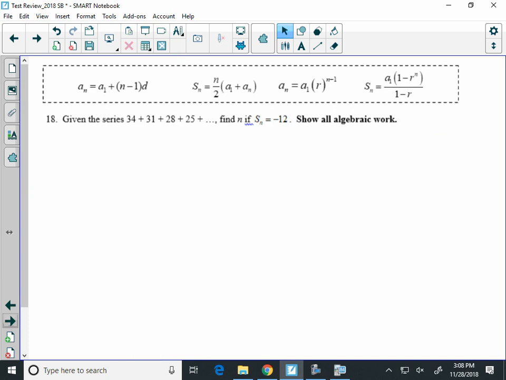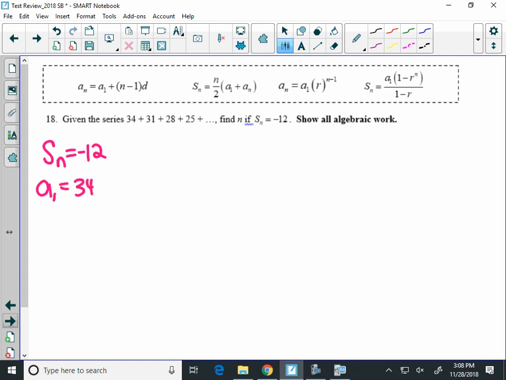All right. The next tricky one I want to do is number 18. 18 and 19. I would make sure that you can do problems similar to 18 and 19. All right, 18. I have a series, 34 plus 31 plus 28 plus 25, all the way up. I know that the sum of all of these terms is negative 12. Okay, so I know S sub n is negative 12. Let's see, what else do I know? I know the first term is 34.